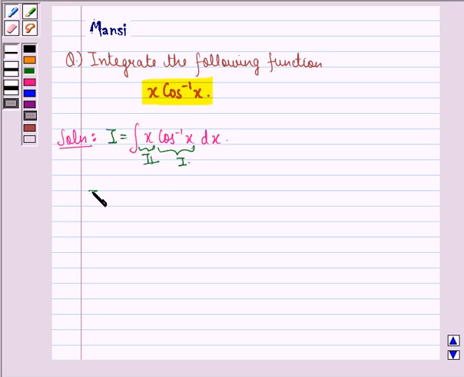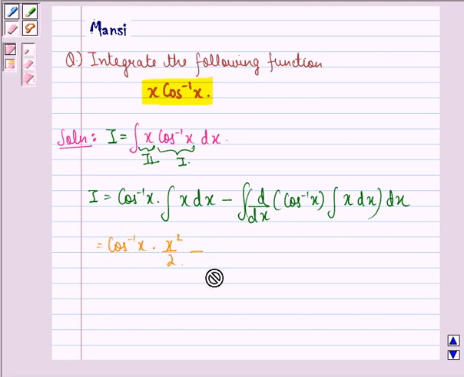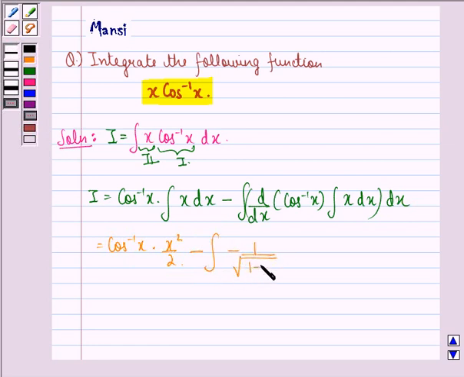We call this I. So I will be equal to the first function, that is cos inverse x, into the integral of the second function, that is x dx, minus the integral of d by dx of the first function, that is cos inverse x, into the integral of the second function, that is x dx, into dx. This is equal to cos inverse x into x square by 2 minus, now we know that d by dx of cos inverse x is minus 1 by square root of 1 minus x square, into the integral of x dx, which is x square by 2, into dx.